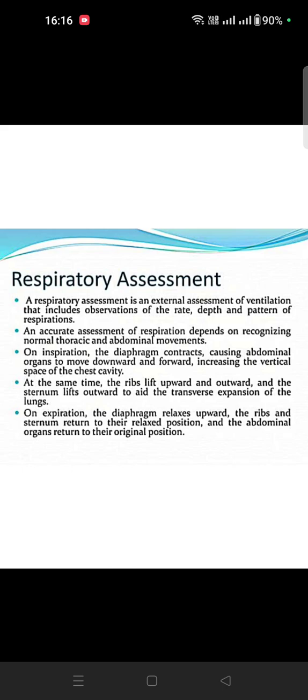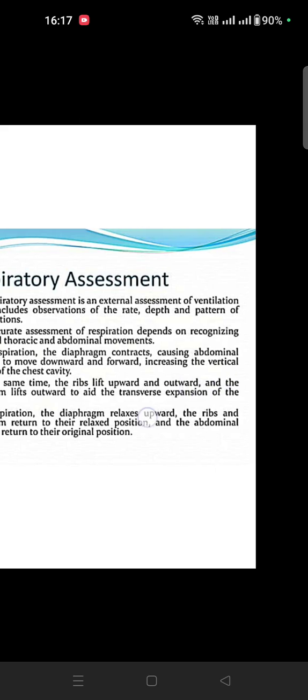On inspiration, the diaphragm contracts, causing the abdominal organs to move downward or forward. It increases the vertical space of the chest cavity. At the same time, the ribs lift upward and outward, and the sternum too. It's called transverse expansion of the lungs. So what does expiration mean? The diaphragm relaxes upward and the sternum returns to the relaxed position. It's called the original position.